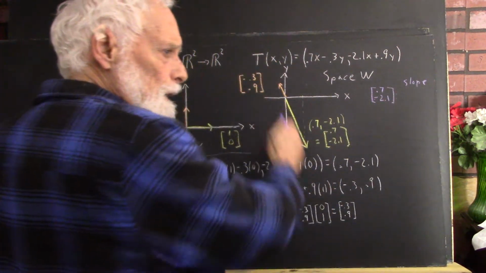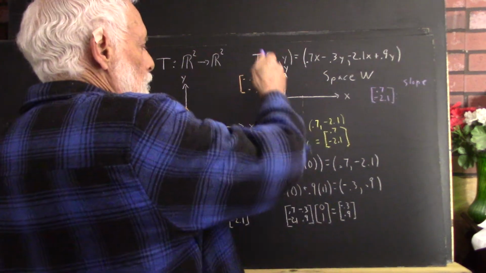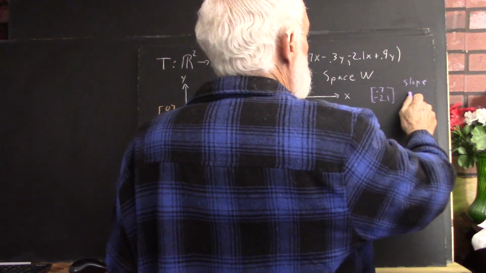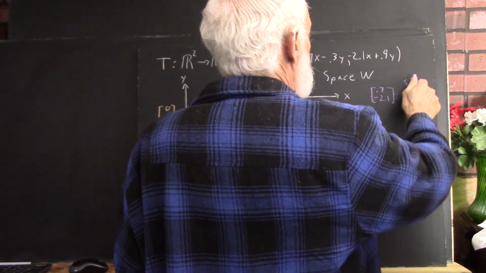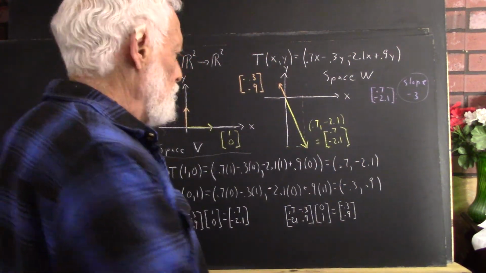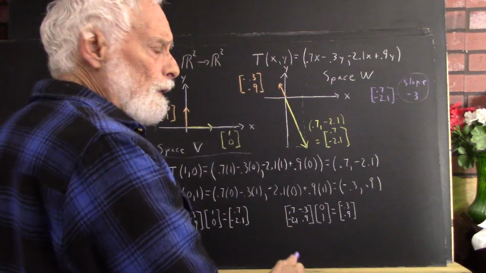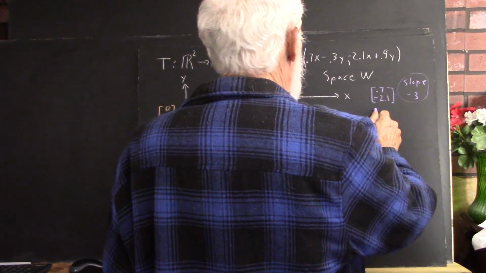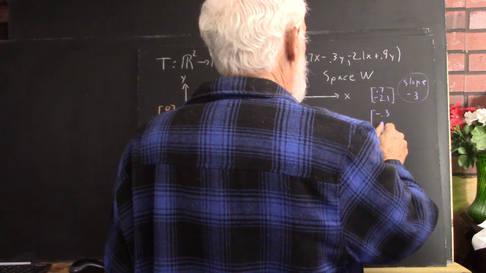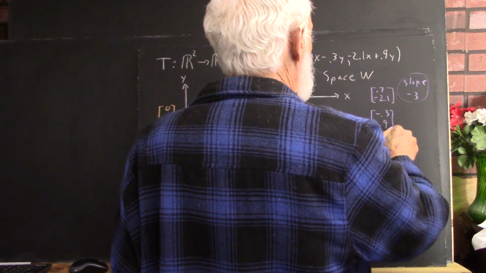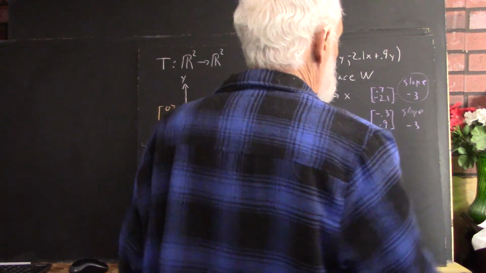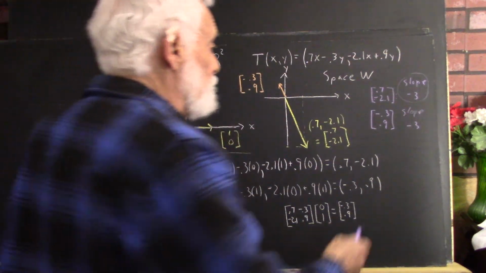The slope of the line defined by this vector, the slope of the line that consists of all multiples of this vector, is negative 3. And you can check that, the y over the x, the change in y over the change in x here. That has a slope of negative 3. And (-0.3, 0.9) has a slope of negative 3. Very easy to check out.